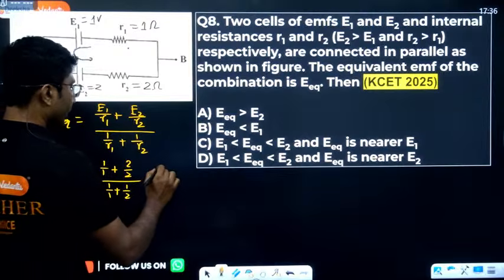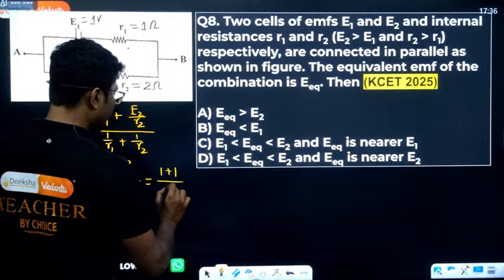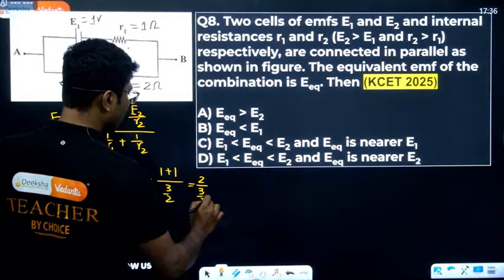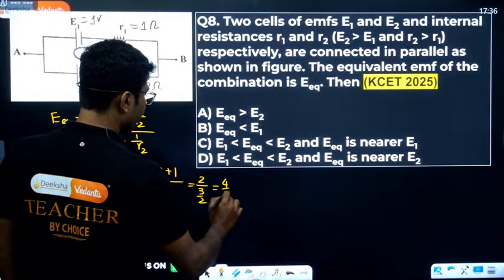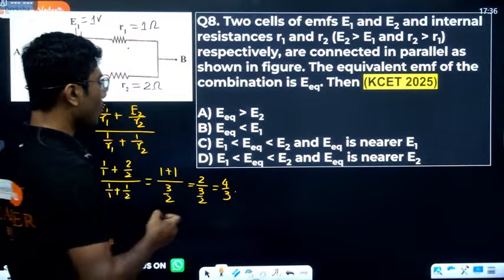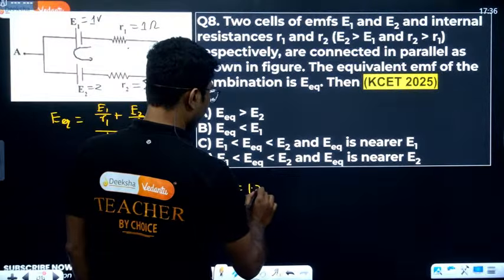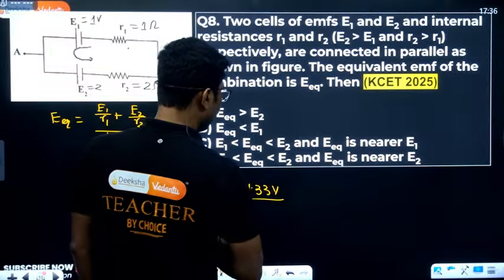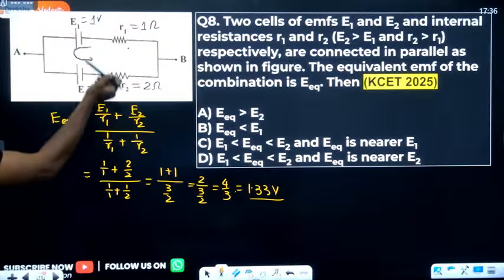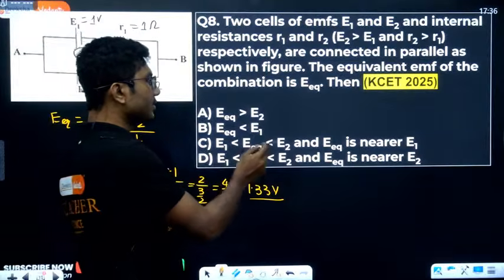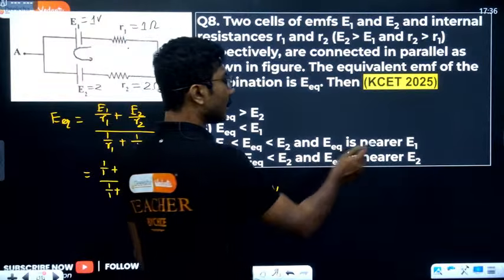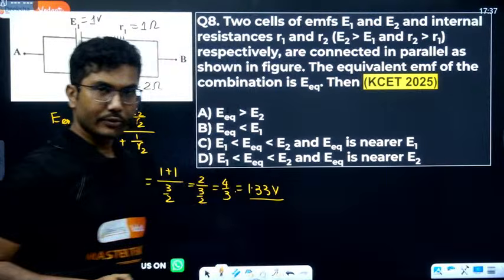So in the top we get 1 plus 1, that is 2, divided by 3 by 2, that is 4 by 3. So 4 by 3 means 1.33 volt. So definitely the final value of voltage is between 1 and 2. Now with which is it closer? Is it nearer to E1 or nearer to E2? That's what we have to figure out.